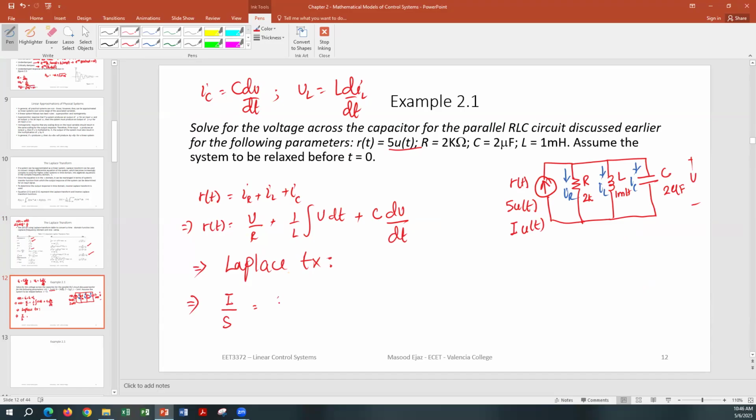V over R, so 1 over R is of course a constant. Laplace is not applied on the constant, only the time function. So v(t) is the time function, and let's say the Laplace transform of v(t) is V as a function of s. This is all v(t), remember, it's a time domain function. v(t), v(t), and v(t). So it's a time dependent voltage.